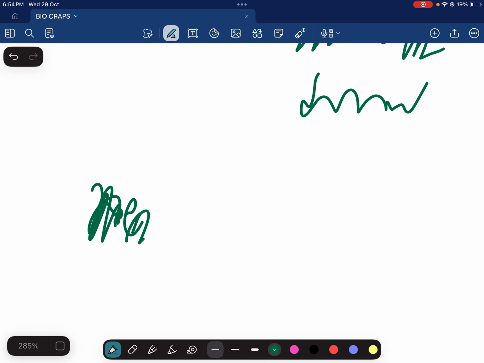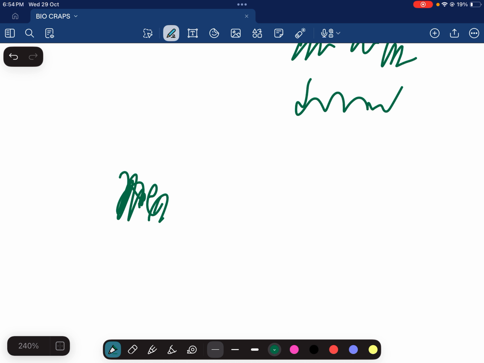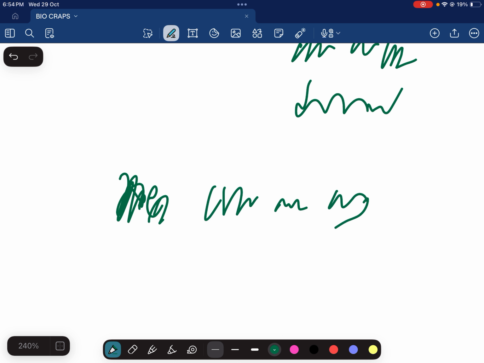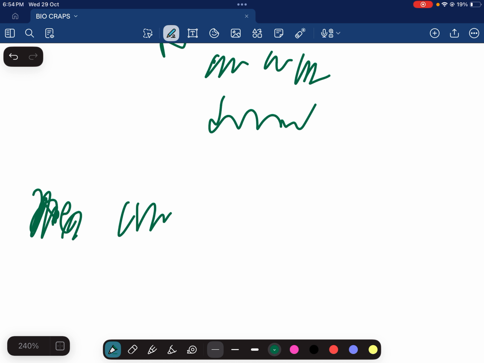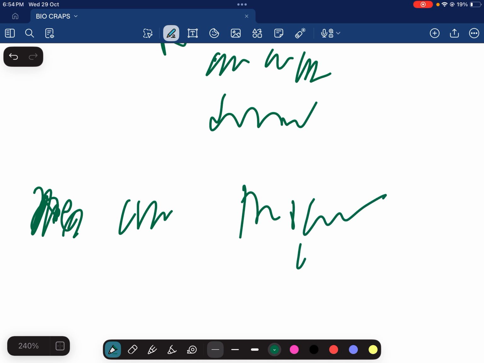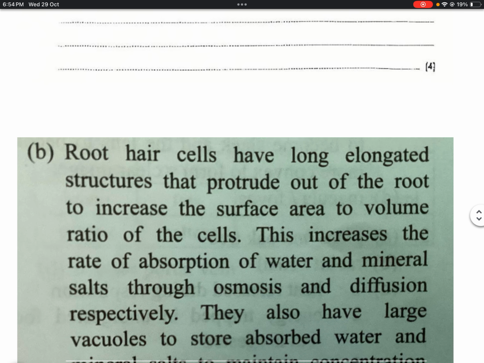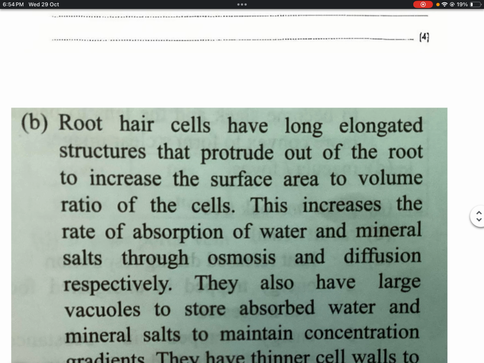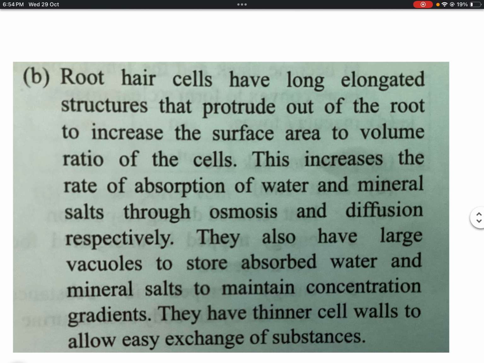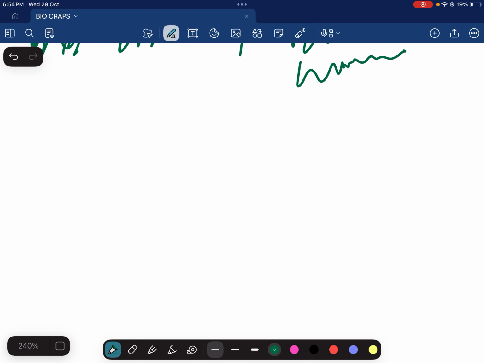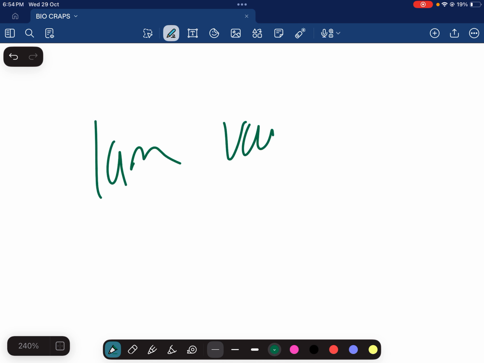Yeah. So I was saying, it's 1 cell thick, so it has a shorter diffusion distance. It has a thin cell wall for easier diffusion of substances. Root hair cells have a long elongated structure, with a large surface area to volume ratio. They also have thinner cell walls to allow easier diffusion. Okay, we forgot one thing. They have large vacuoles to absorb water and mineral salts.